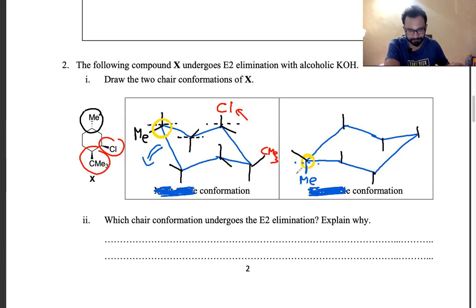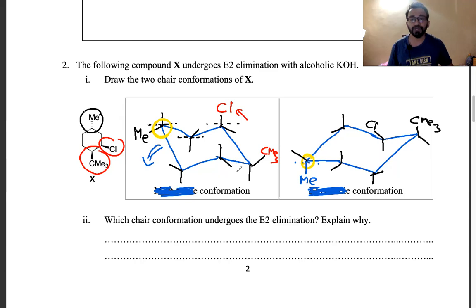After you clearly put one with axial correctly, you can draw the other axial things very easily. It doesn't matter whether you draw this way or this way. Somehow axial and equatorial positions must be there. Then I have to draw the other compound. So this is my Cl position. See, it's above the plane. And the other one, this is the CMe3. I think it's clear.